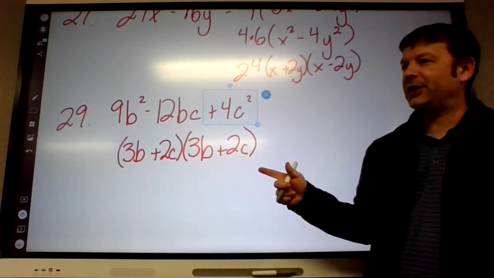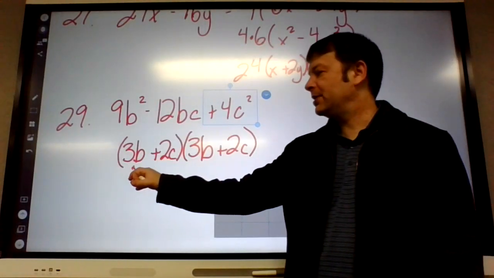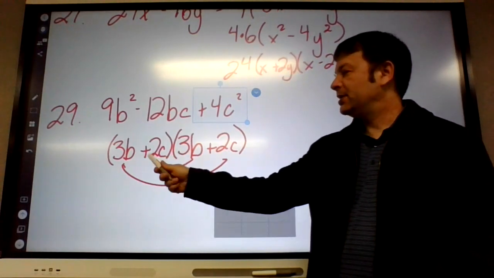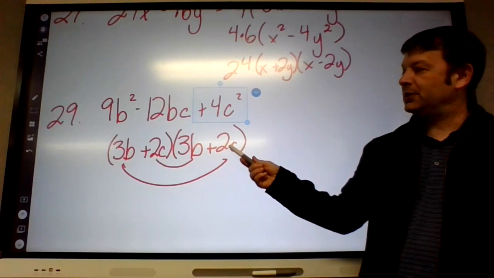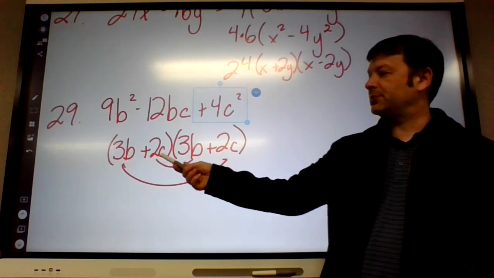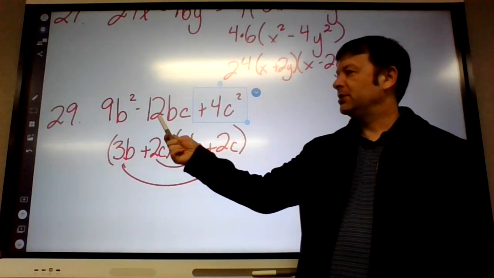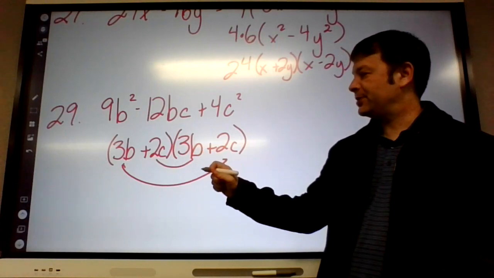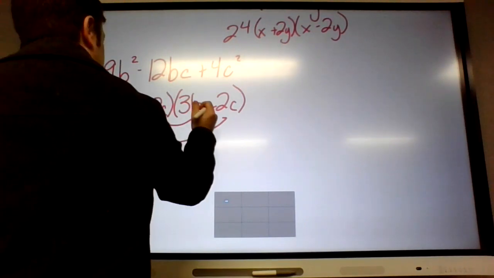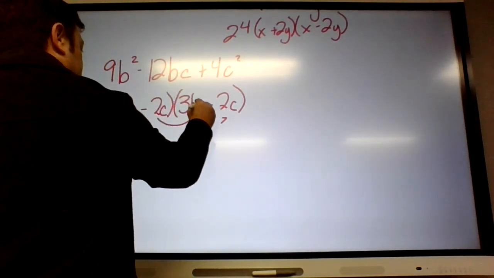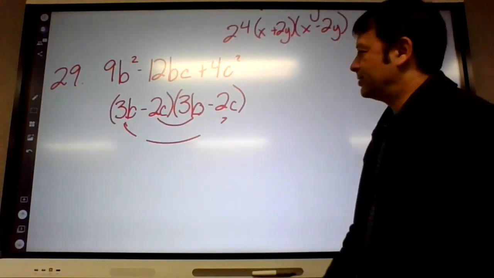Now, how do I see if that's right? FOIL, but really only have to do the outside and inside. The outside is 6BC, and the inside is also 6BC. 6 plus 6 is 12. Is that what we wanted? We wanted negative 12. So what should we have used? Minuses instead of pluses. So just switch both of those. Didn't work very well.